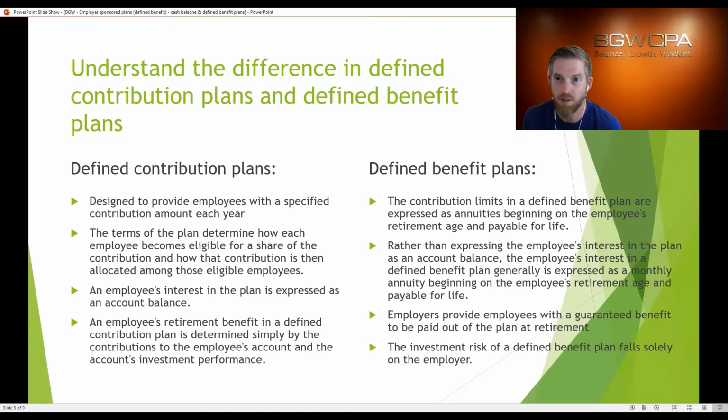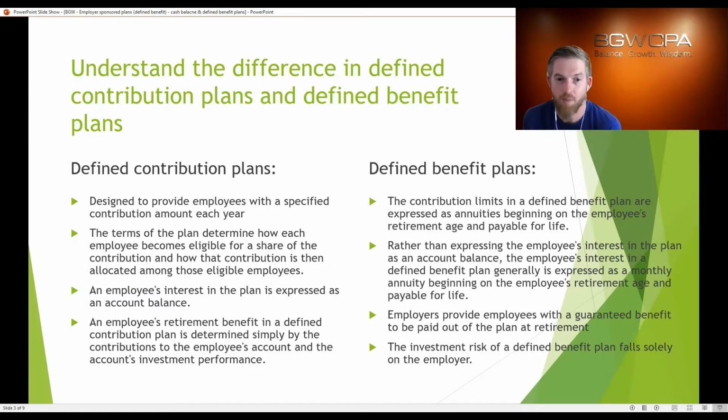As we spoke about in the lesson on employer-sponsored plans, the defined contribution plans, like 401ks, for example, had an annual contribution limit. The terms of a defined contribution plan determine how each employee becomes eligible for a share of the contribution and how the contribution is then allocated among the eligible employees. An employee's interest in the plan is expressed as an account balance. What that means is if you look up your 401k online and you see the account balance, that is a reflection of your contributions plus investment performance.